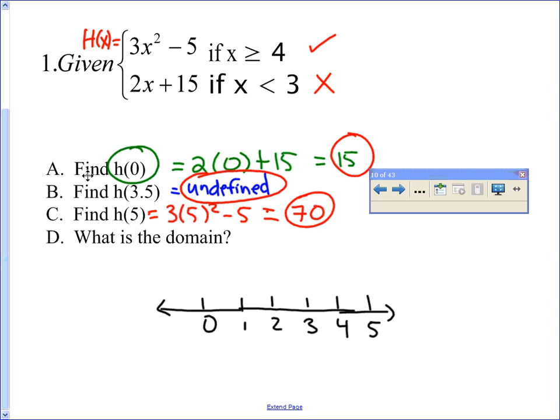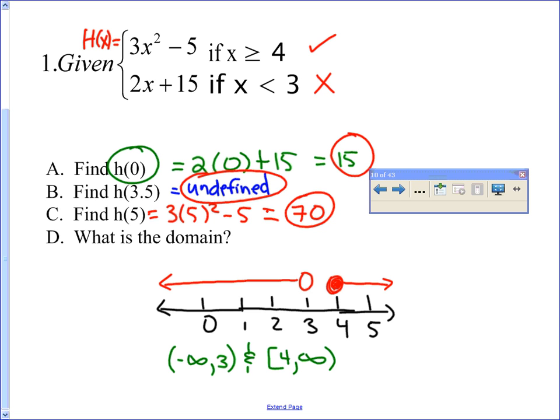For the first part, we've got x is greater than or equal to 4, so that's from here going this direction. And then we've got x is less than 3. So the domain of this function written in interval notation would be from negative infinity up to 3, not including 3, and then it picks back up again at 4, including 4, to positive infinity. And there we go.